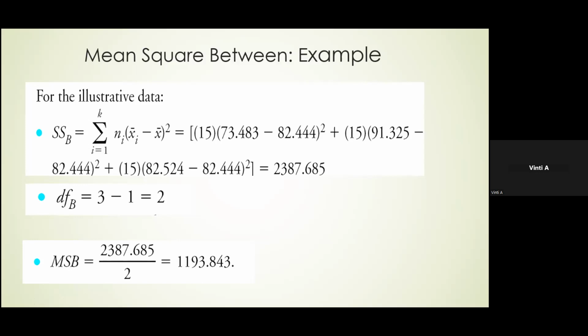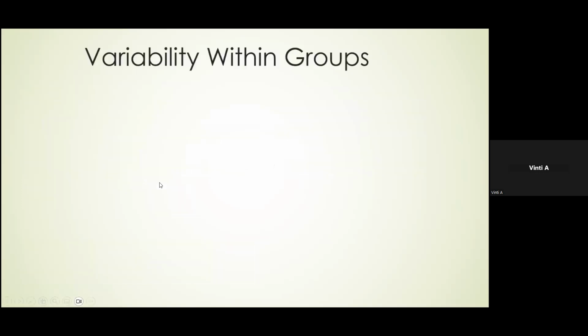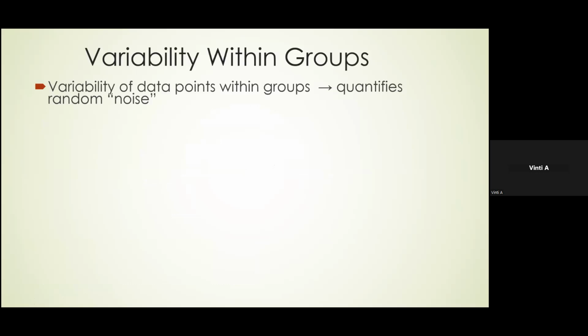I am just giving you an illustration that, look, this is how it is done. I will, of course, show it on Excel, and then we will do this. Now, if I want to do within groups, within A group, within B group, within C group, how do I do it?